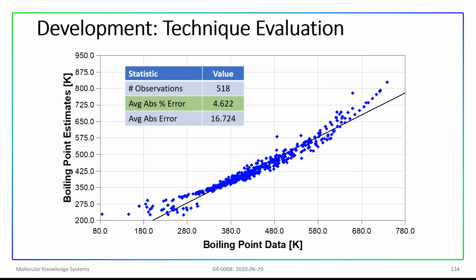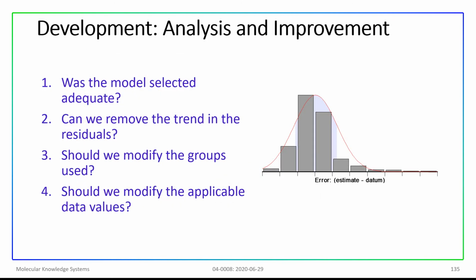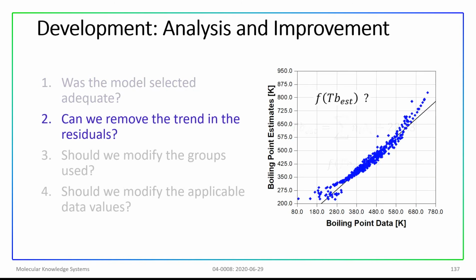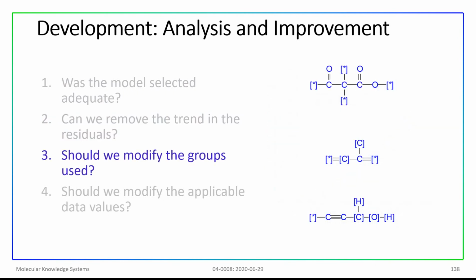As always, we should analyze our resulting group contribution technique to see if we can improve its accuracy or expand its generality. We should investigate if the model we selected was adequate. We selected a linear technique. Would a transformation of the estimated property give us better results? Can we remove the trend we see in the residuals? Should we modify the groups we selected? As we stated, we typically start with smaller, more general groups, and then if needed, try bigger, more specific groups.